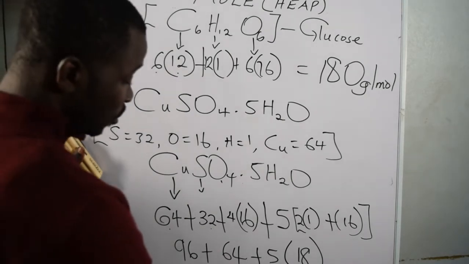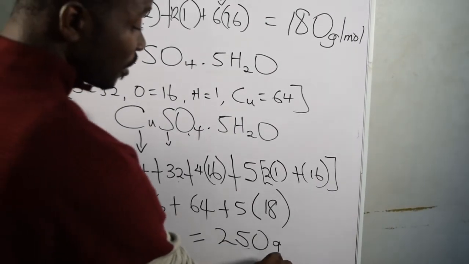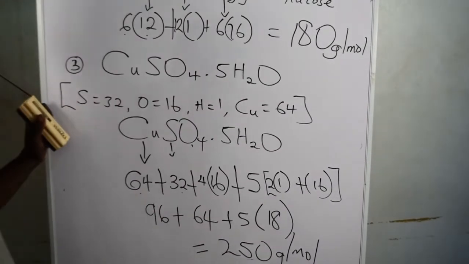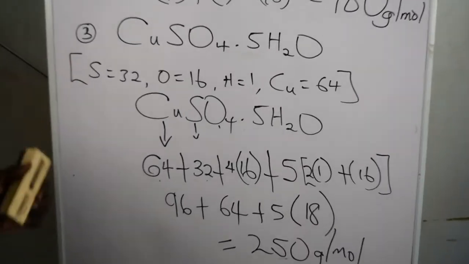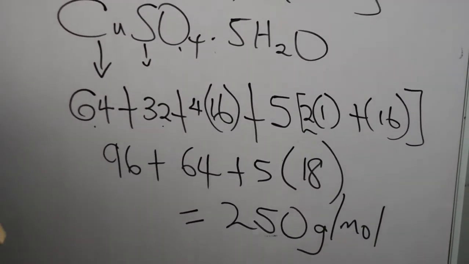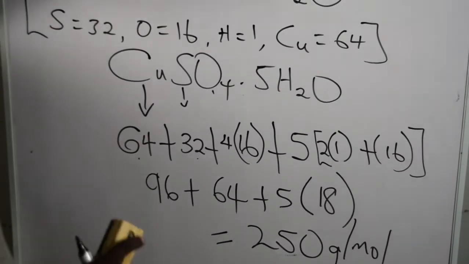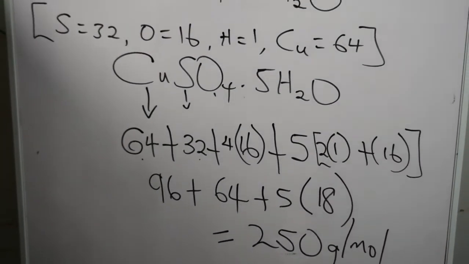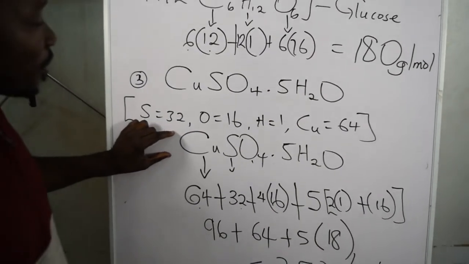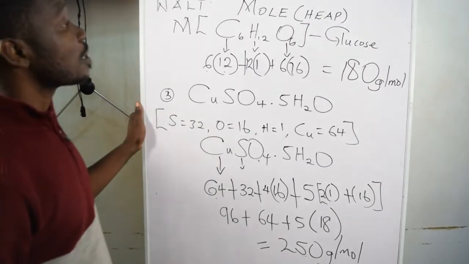Okay, 250 grams per mole. Grams per mole. So this is how we calculate for molar mass. You need to master it. I've given you sodium chloride, I've given you glucose, and I've given you copper sulfate, copper 2 tetrahydrogen sulfate, pentahydrate. Yes. So this is how you calculate for molar mass.